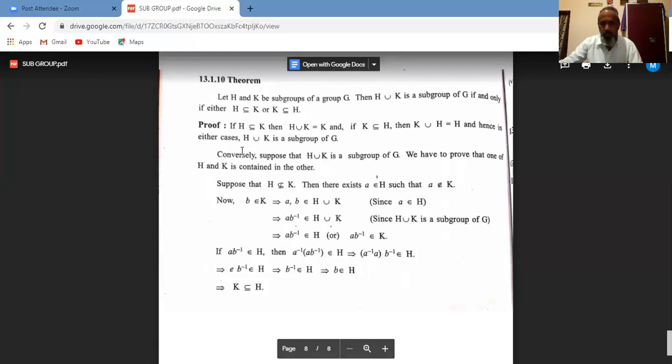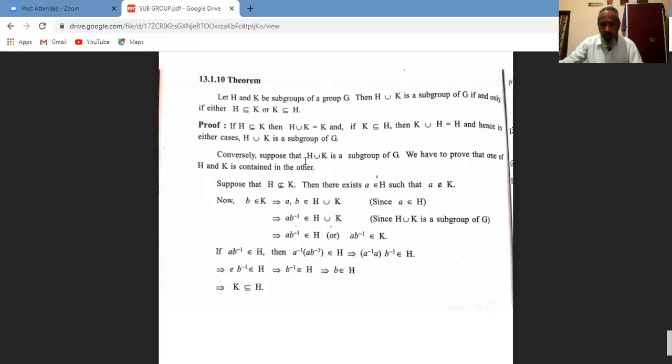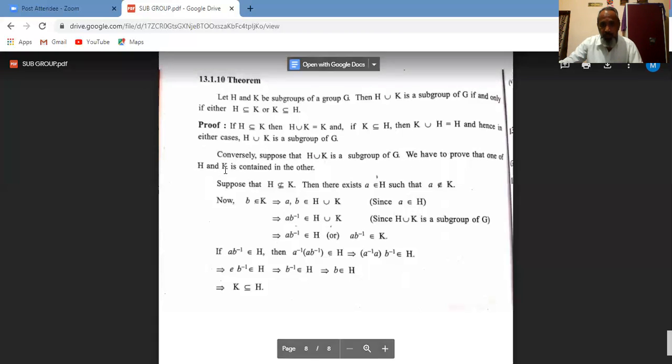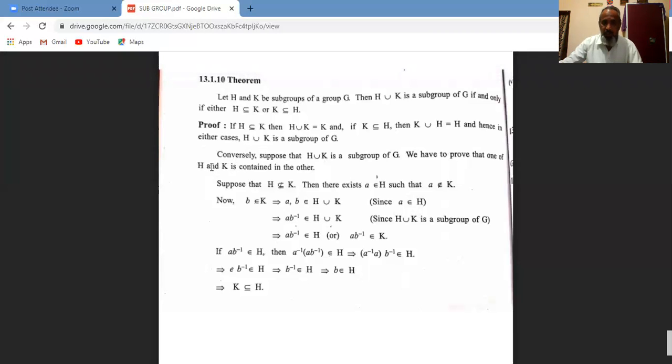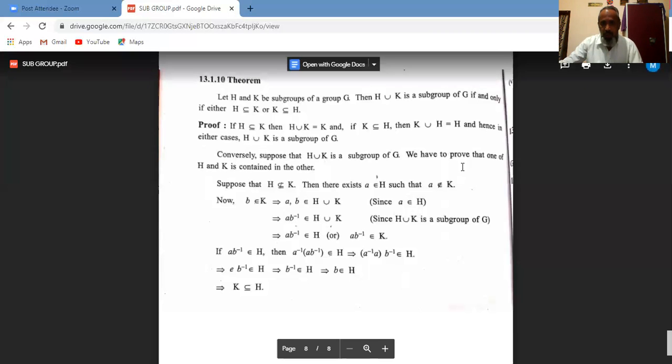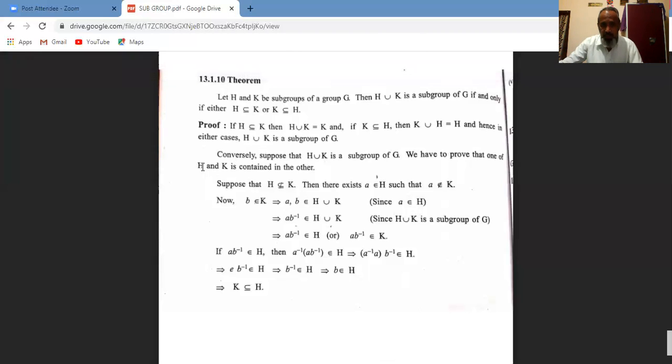Conversely, suppose that H union K is a subgroup of G. So we are assuming H union K is a subgroup of G. Then what we have to prove? Either H is a subset of K, or K is a subset of H. One of the subsets H and K is contained in the other. So either H is a subset of K or K is a subset of H. We have to prove this.